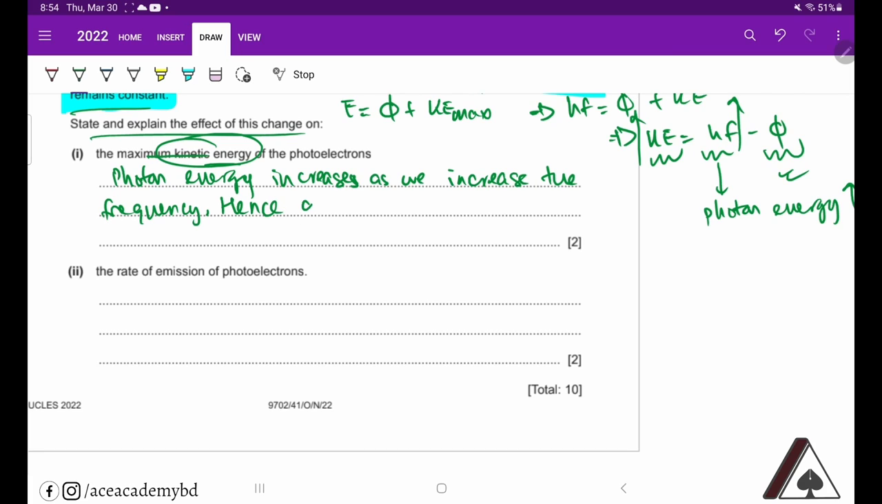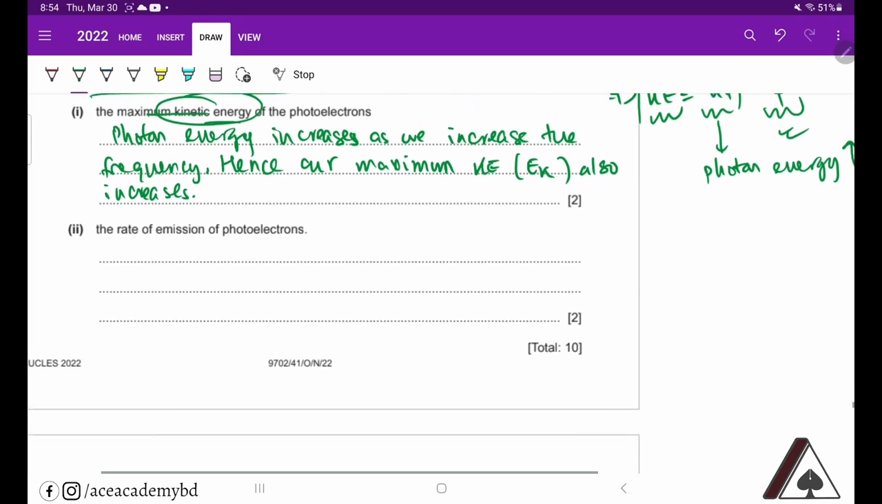Hence, our maximum KE or EK, or you can just write full kinetic energy, also increases. Okay, so that is the answer to the first part.